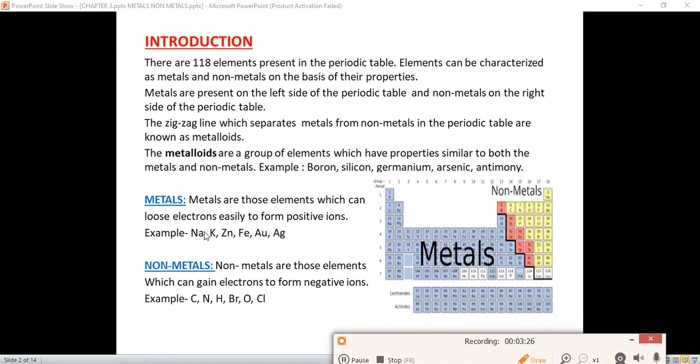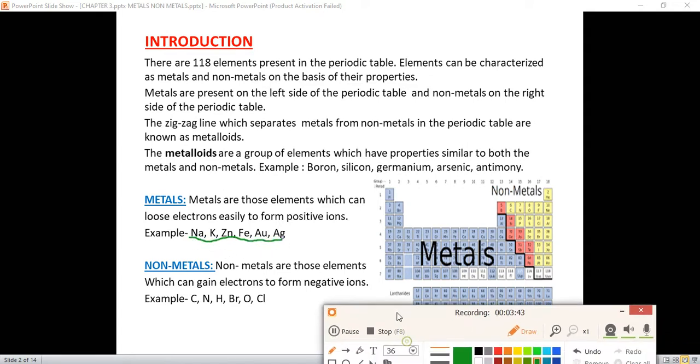Next, now we'll see what are metals and non-metals. Metals are those elements which can lose electrons easily to form positive ions. Examples of metals are sodium, potassium, zinc, iron, silver, gold, etc. These are all examples of metals.